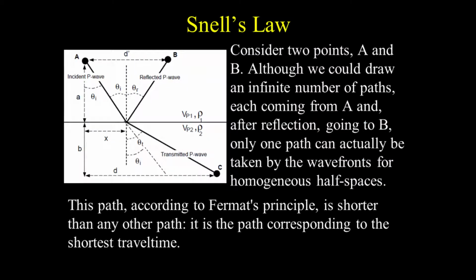Consider two points, A and B. Although we could draw an infinite number of paths, each coming from A, and after reflection going to B, only one path can actually be taken by the wavefronts for homogeneous half spaces. This path, according to Fermat's principle, is shorter than any other path. It is the path corresponding to the shortest travel time.